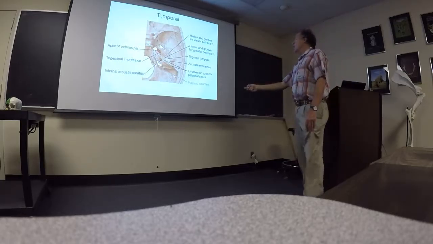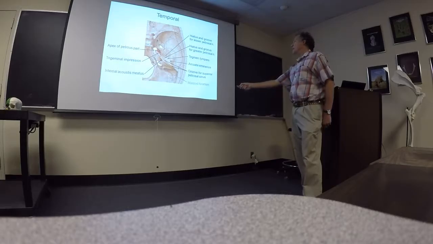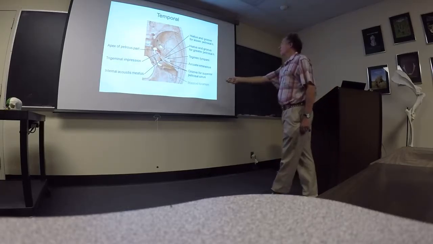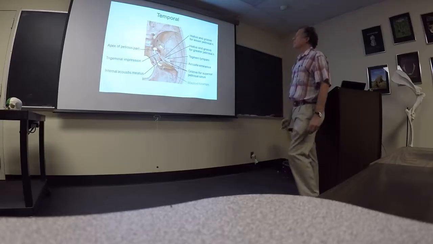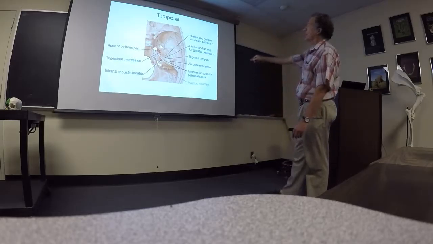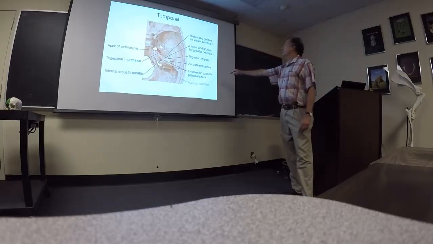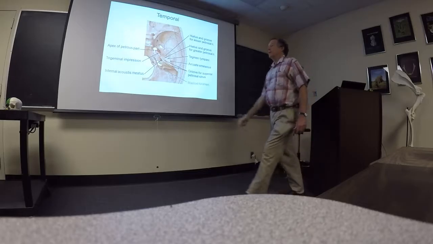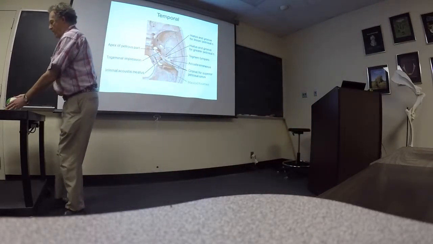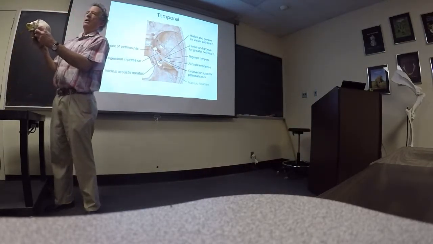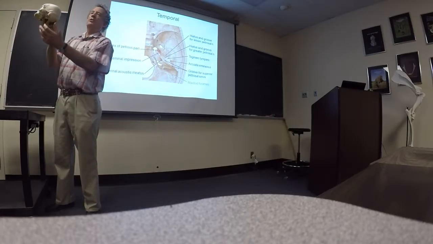There's a little hole down here in the back. This is the mastoid region. The mastoid process is behind there. That little hole is known as the mastoid foramen, which you may or may not find. Okay. On the outside of this temporal bone, which you can readily see, there's that hole, which is the external acoustic meatus.